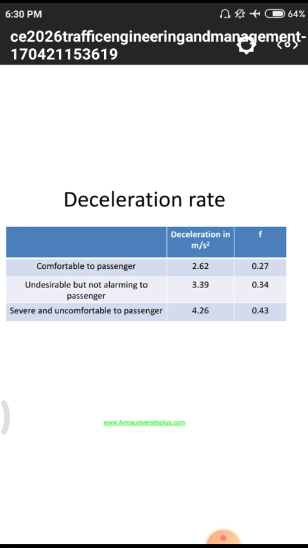Here, due to this deceleration rate, we also have some quantity of comfort, and the friction factor is directly proportional to this deceleration rate. Whenever this deceleration value is some quantity, we have to get some friction value. Comfortable to passenger, normally this deceleration is comfortable to passenger means the value should be 2.62. For that deceleration value, the friction required for a particular vehicle is 0.27. Normally the friction required for a vehicle is 0.15 as per IRC rules.